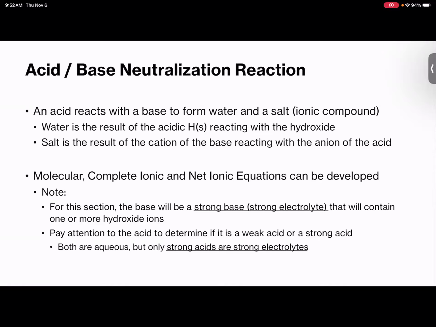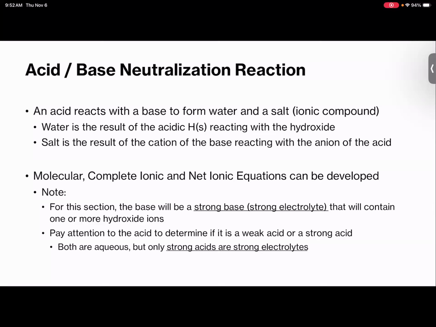The state of matter of everything: the acid is aqueous. The base is aqueous. The water is a pure liquid. The question is about this salt. What is it? Well, if it's an ionic compound, where do I go to figure out what the state of matter is? I do it for all ionic compounds. Go to your solubility rules. That's where you figure out the state of matter of the ionic compound.